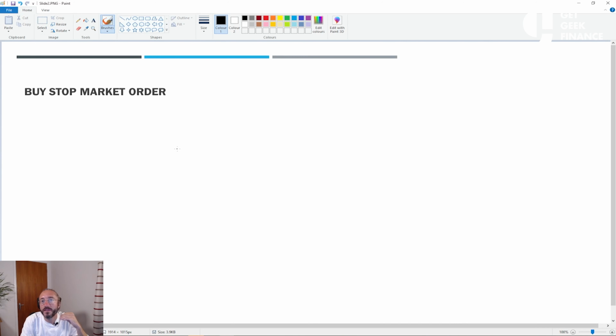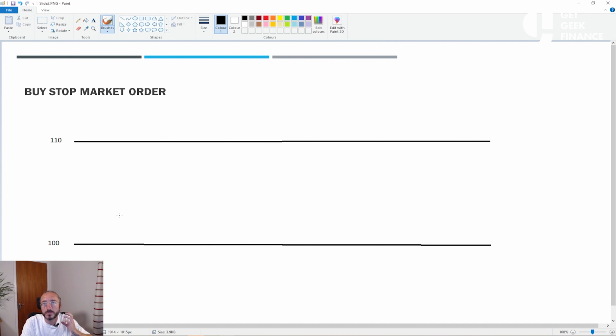So as an example of a buy stop market order, say a stock is trending around $100, but we may want confirmation it's trending upwards. So we can then set a stop price at 110. Then when it reaches this price, it will execute a market order. So for example, it could be going up and down here, and then we want confirmation. And then as soon as it reaches 110, it will now execute a market order. And so then our order will be placed.